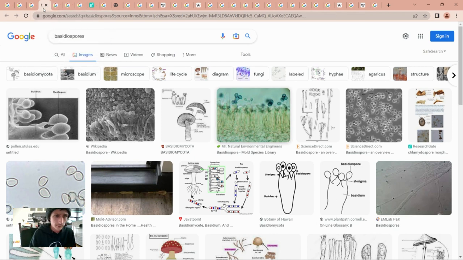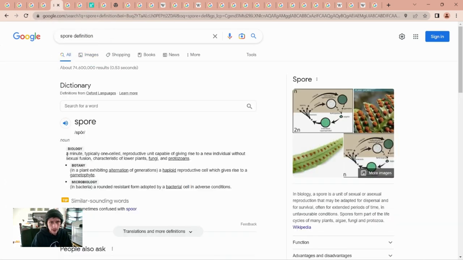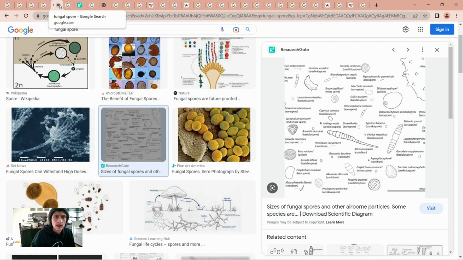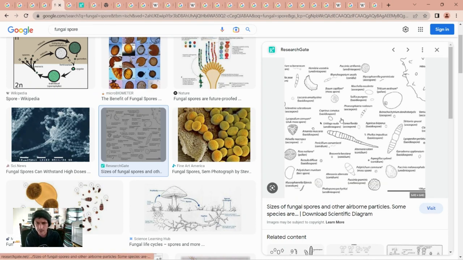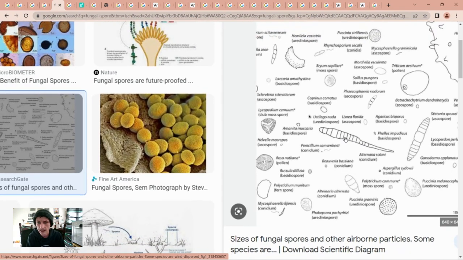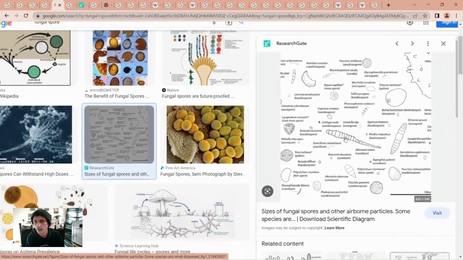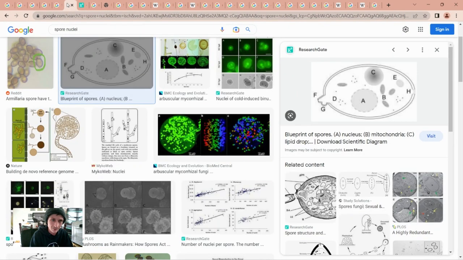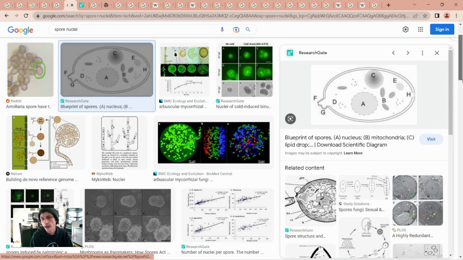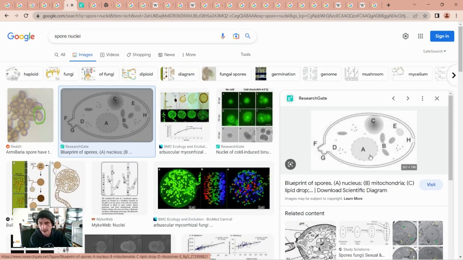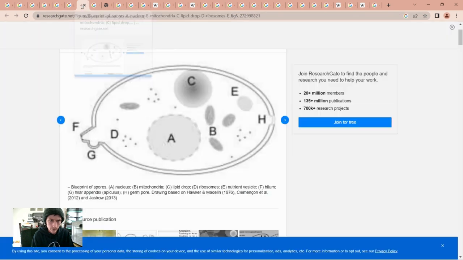A spore, by definition, is a minute, typically one-celled reproductive unit capable of giving rise to a new individual. Looking at a rough little overview of fungal spores, you can see that they come in a wide variety of shapes and sizes. One thing that is important to know is that a spore has a nucleus. It also has mitochondria. Mitochondria is essentially where most of the activity happens.